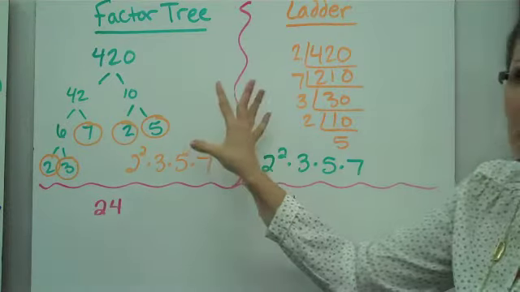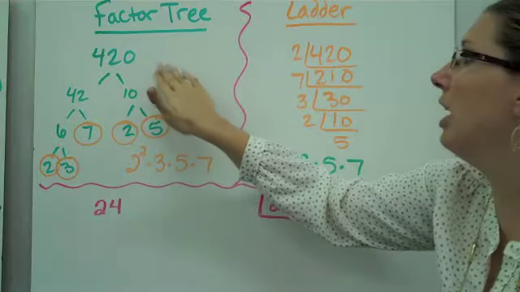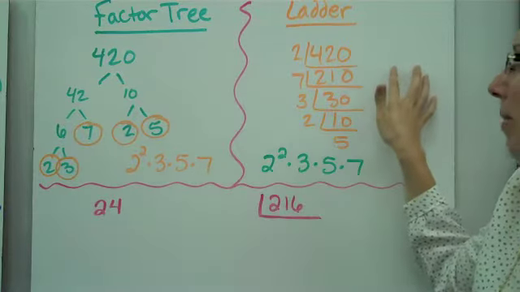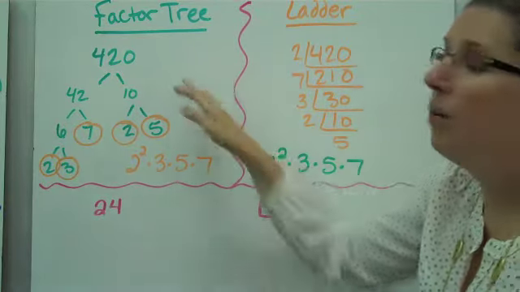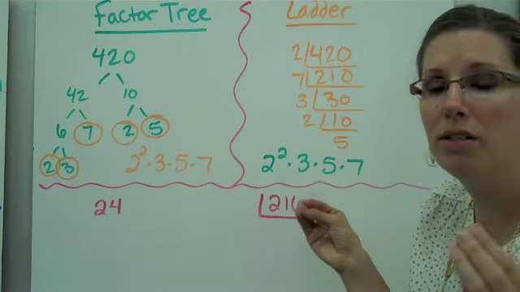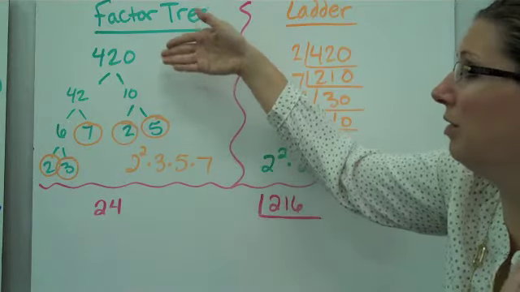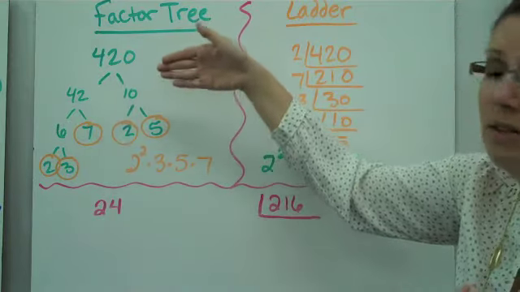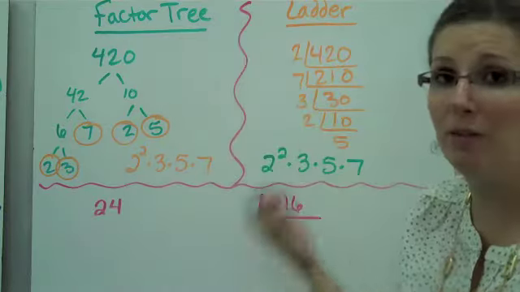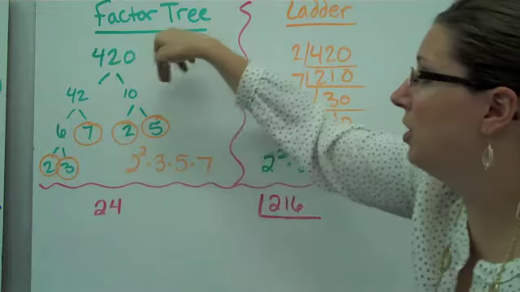Let's try another number, a bigger number this time, 420. We're going to try it using the factor tree and the ladder method. So again, with the factor tree, like I was saying before, you can use any combination of numbers that comes to your head. Instinctively, I use 42 and 10. When I multiply that together, I get 420. That's just my instinct.